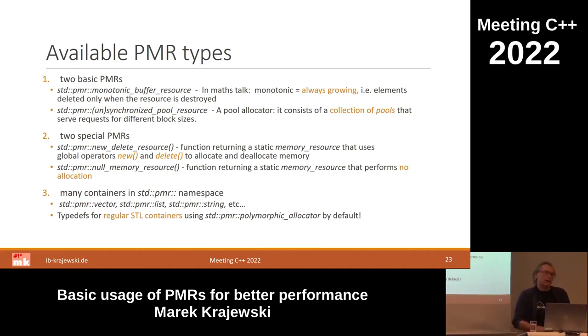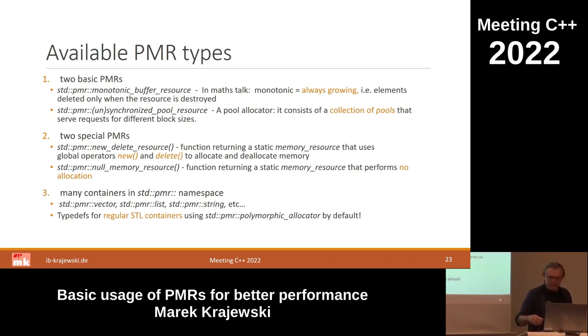We have some prepackaged PMR types in the standard library in C++17. So the situation here is not so dire as with coroutines. We have, firstly, two basic PMRs, which will be our workhorses. We will discuss them in the following. Then two special PMRs, namely new delete resource, which we have already seen, and then a null memory resource, which doesn't allocate anything. What's the use of it? We'll discuss it also.